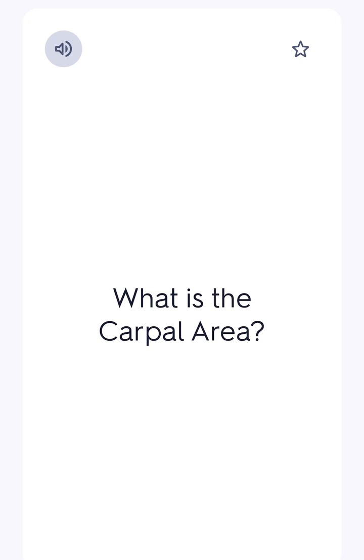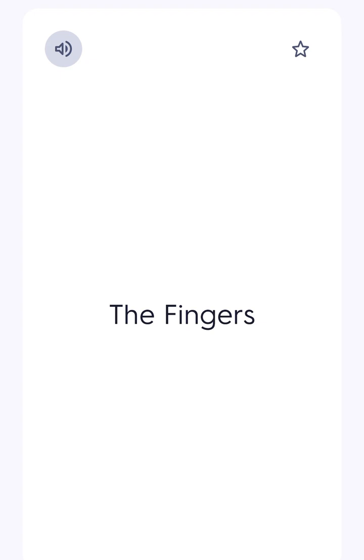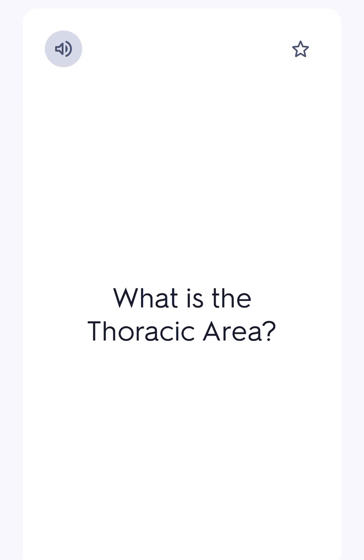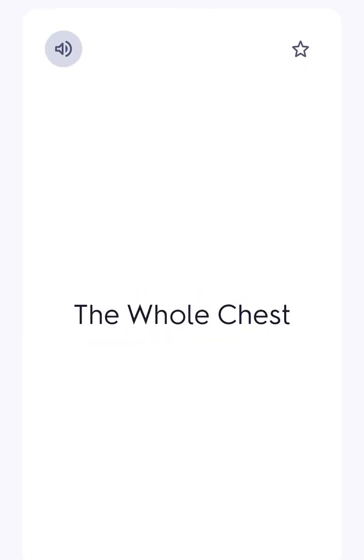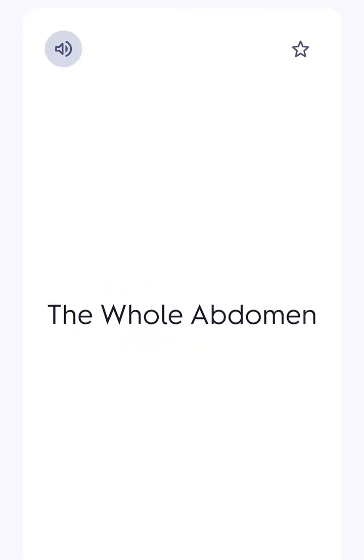What is the carpal area? The wrist. What is the digital/phalangeal area? The fingers. What is the thoracic area? The whole chest. What is the abdominal area? The whole abdomen.